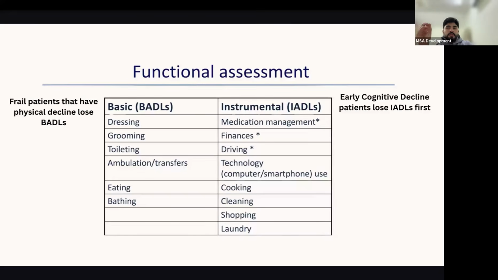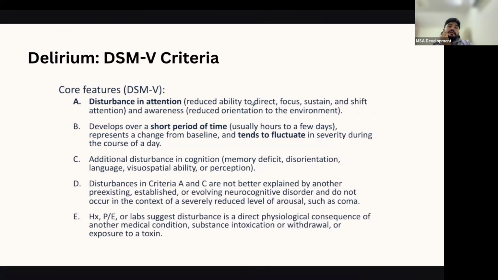Honestly, this is the only clinical significance from this slide. Now, delirium. Delirium is very important, very commonly seen in elderly. But usually people misdiagnose it for dementia.